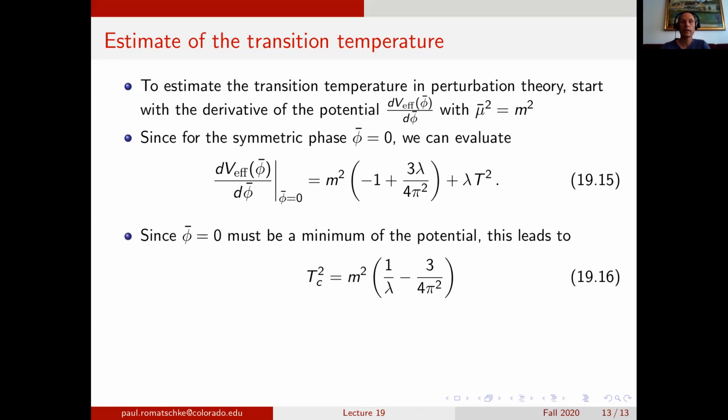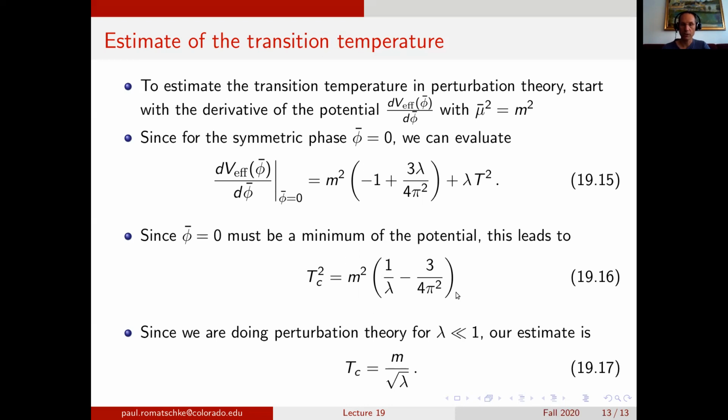And if we then say that a minimum of the potential would have to be given if this expression is equal to 0, we find a result for the critical temperature at which the minimum of the potential is just given by the symmetric phase at phi bar is 0. So we find that the critical temperature squared has to be given by the expression in 19.16. And 19.16 contains two terms. One is 1 over lambda, and then there's a constant offset.